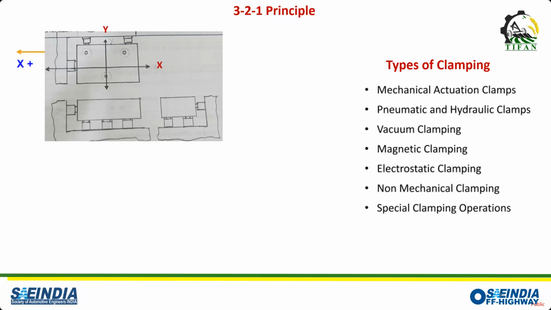And in industry we have a variety of clampings available, but a few of the general purpose or widely used clampings are mechanical actuation clampings. We have some pneumatic and hydraulic clampings. We have vacuum clampings. We have magnetic clampings. We have some electrostatic, non-mechanical, and a few special clampings that we might need to design for our product.